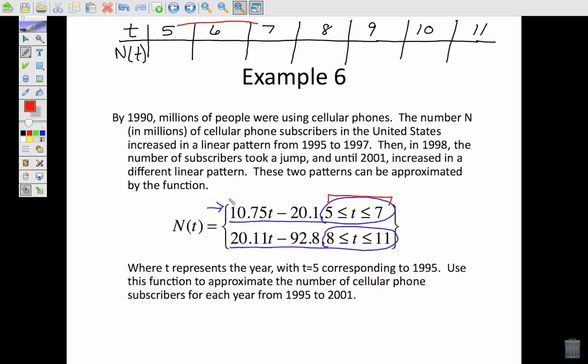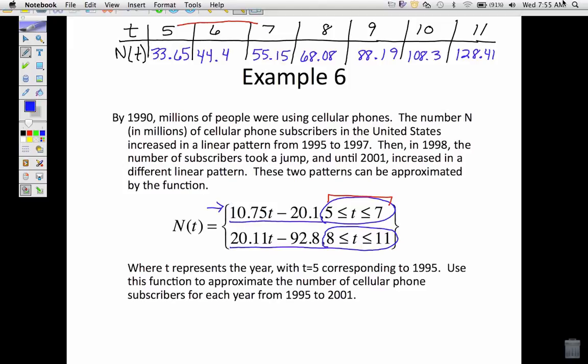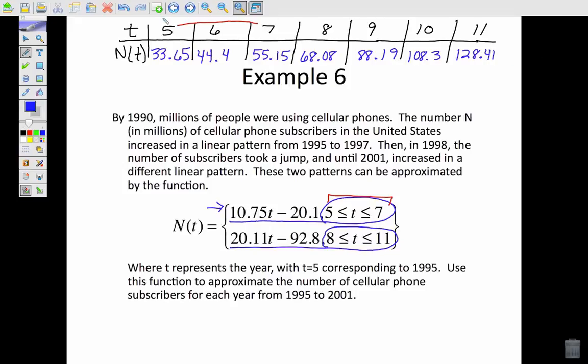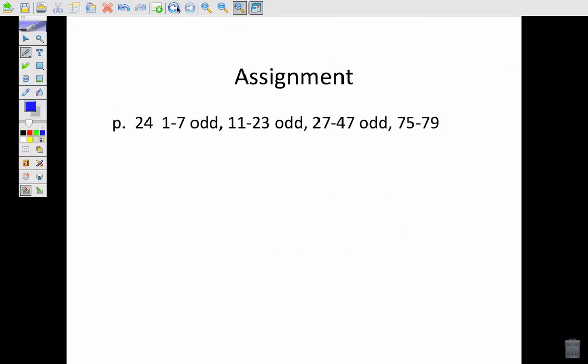So go ahead and calculate your results after substituting each of those years into the function, and especially into each of the different parts of the function. And now these are all in millions here. And that's it. So that's how a piecewise function works, or how you will substitute. Here's your assignment for this first part to this section.